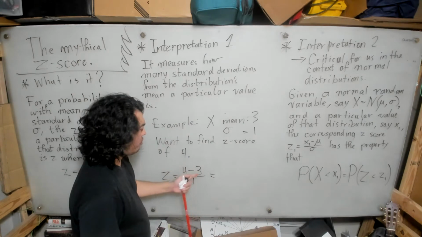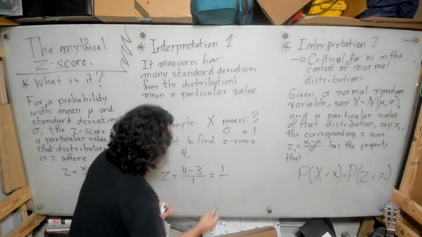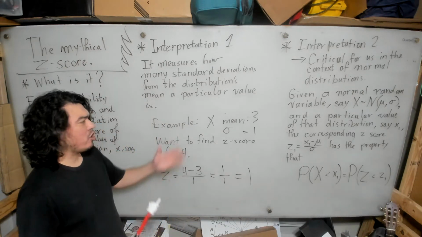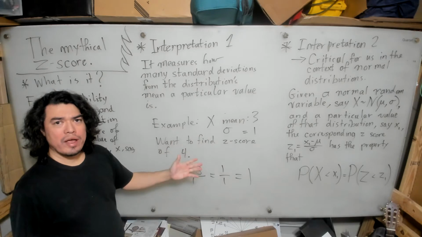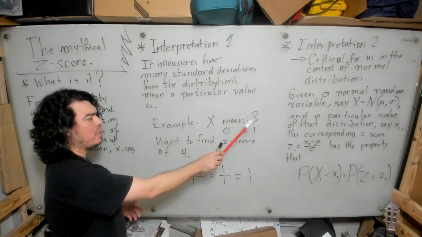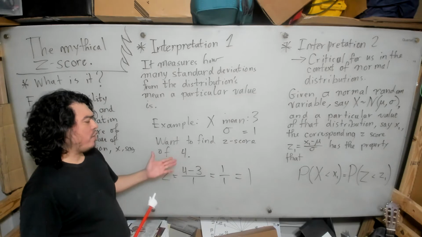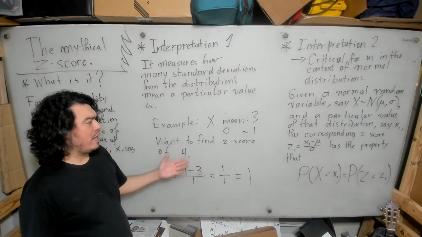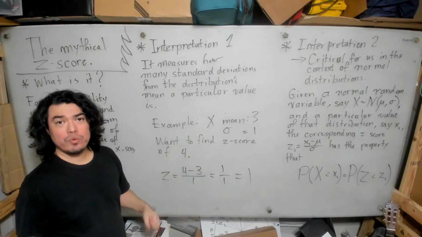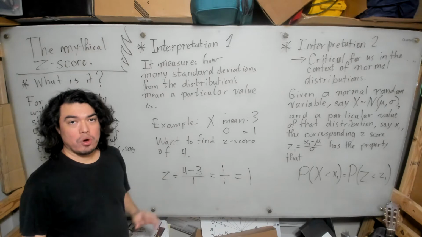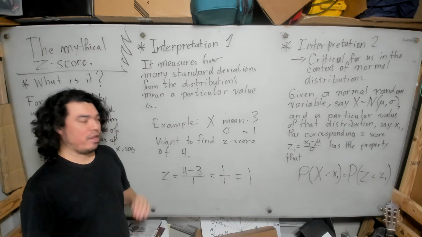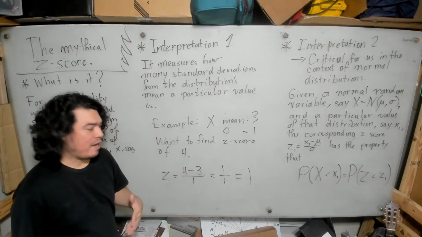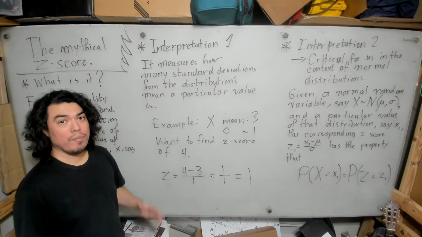Well, 4 minus 3 is 1, divided by 1. I get 1 divided by 1. That's 1. What does that mean? That means that in the context of this example, where we have a probability distribution with mean 3 and sigma 1, if we perform the experiment and it pops out 4, what is the z-score of that value? The z-score of that value we saw here is 1, and the interpretation is that that value 4 is 1 standard deviation above the mean.